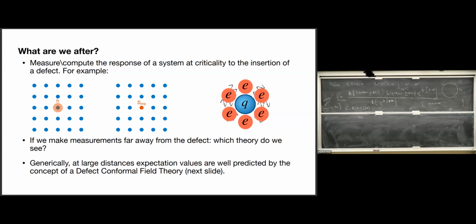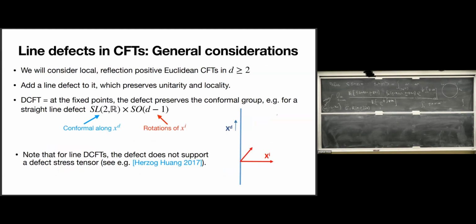And it turns out that generically at large distances, the expectation values, the correlation functions are very well predicted by the concept of what is called a defect conformal field theory. So let me explain what that is.